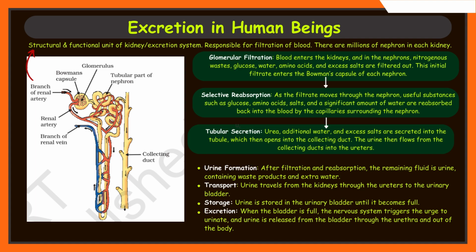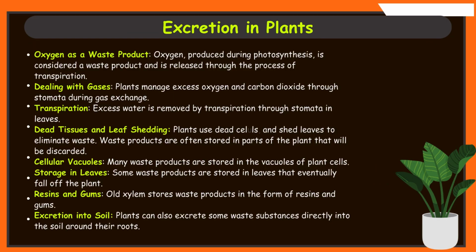Any malfunction in excretion can lead to serious conditions like uremia or kidney failure, emphasizing its crucial role in human health and survival. The excretory system works in coordination with other body systems to maintain the delicate internal balance necessary for proper physiological functioning. Excretion in plants.